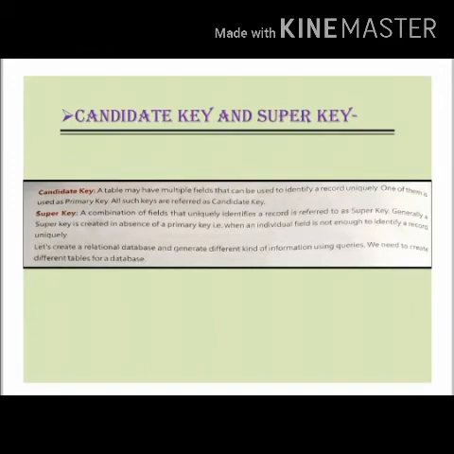The second key is candidate key. A table may have multiple fields that can be used to identify a record uniquely. One of them is used as primary key. All such keys are referred to as candidate keys.